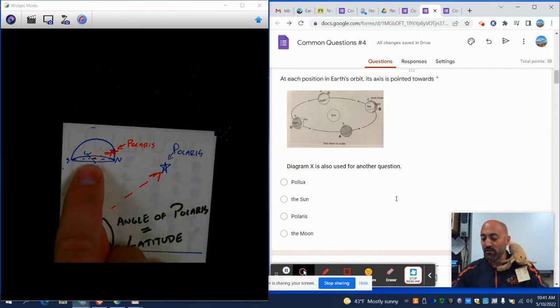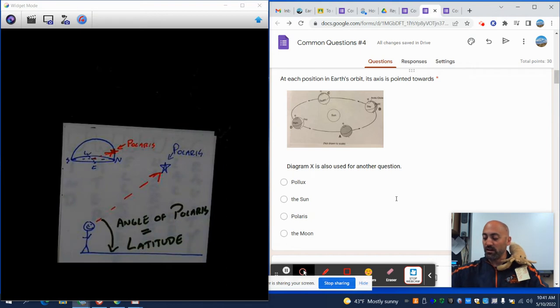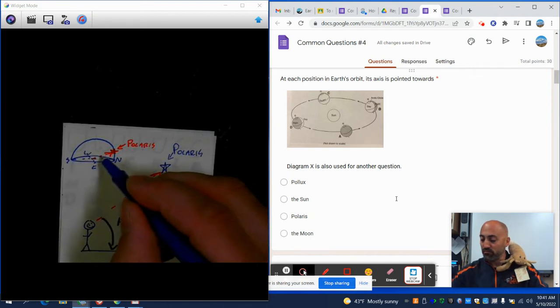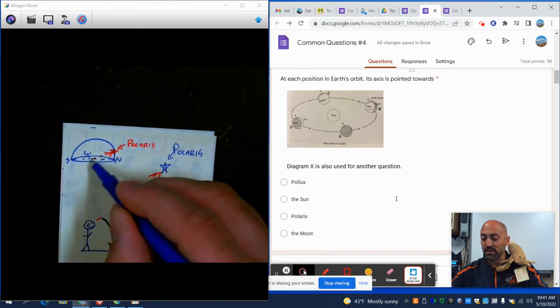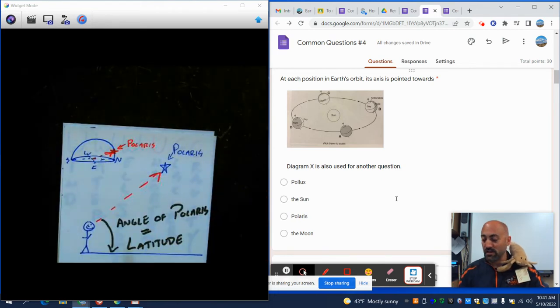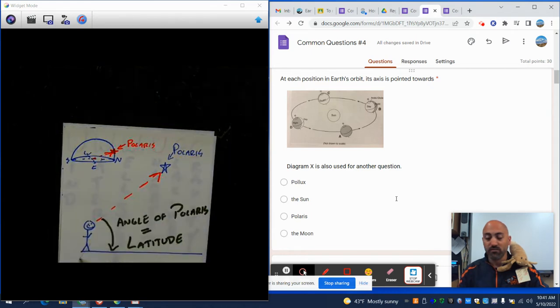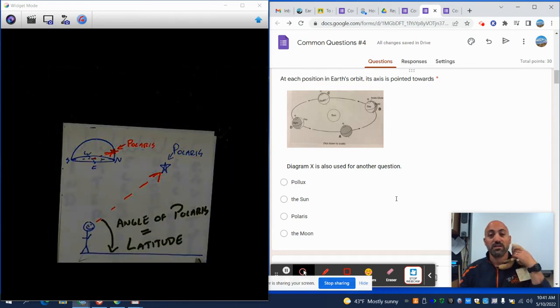If we look at a diagram like this, that angle coming up off of the ground, off of the horizon, is your latitude. So if this angle is 20, you're at 20 degrees latitude. If this angle is 45, you're at 45 degrees latitude. Santa Claus would look straight up, 90 degrees in the sky, to see the North Star, Polaris.